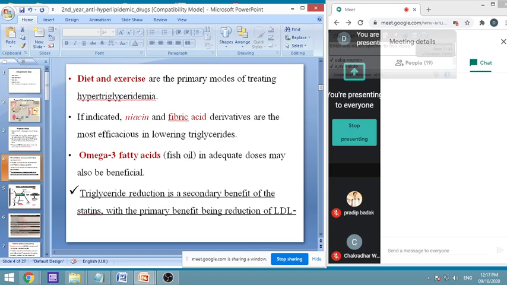Then diet and exercise, as I told you, are the first ones. There are other drugs also like niacin and fibric acid derivatives. They are most efficacious in lowering triglycerides. So mind well, for triglycerides the important drugs are niacin and fibric acid derivatives. And for hyperlipidemia, HMG-CoA reductase inhibitors and other classes. We shall see all these classes. Omega-3 fatty acids are also known to show beneficial effect in that. The triglyceride reduction is a secondary benefit of the statins, and the primary benefit is reduction in the LDL. So therefore statins are the primary treatment.